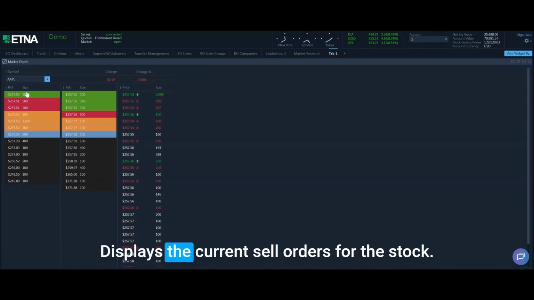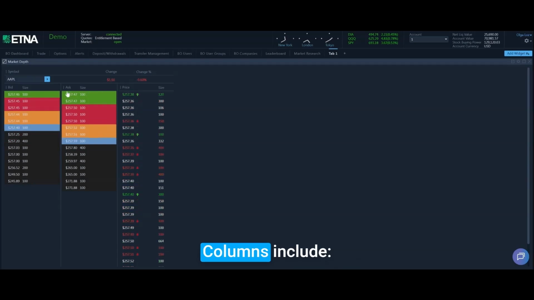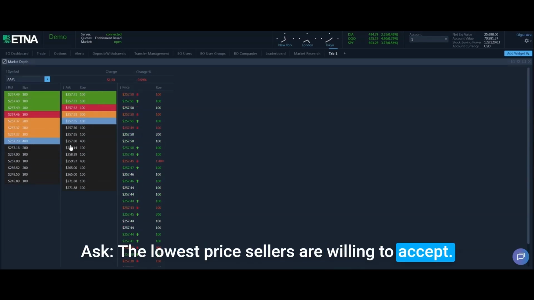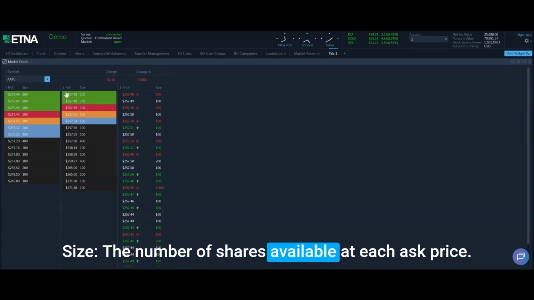Ask section displays the current sell orders for the stock. Columns include ask, the lowest price sellers are willing to accept. Size, the number of shares available at each ask price.